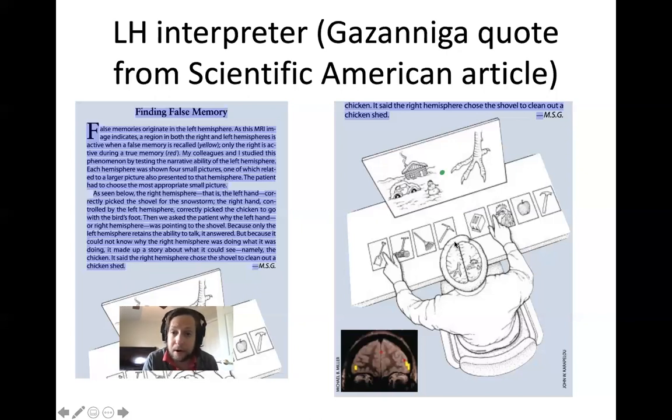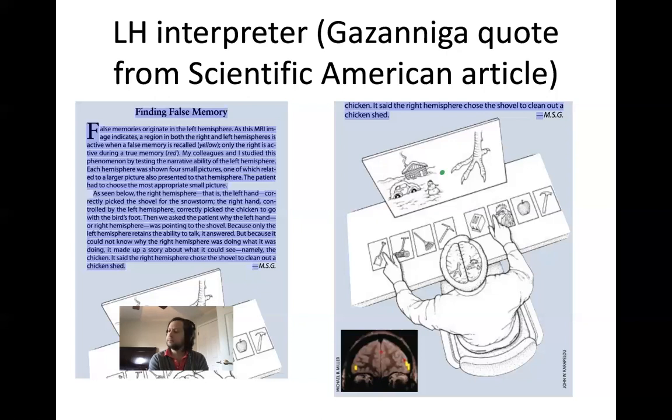So someone tell me, why is the right hand picking chicken? Can anyone explain to me why this is the correct answer? Why does it make sense here that the right hand is picking chicken?